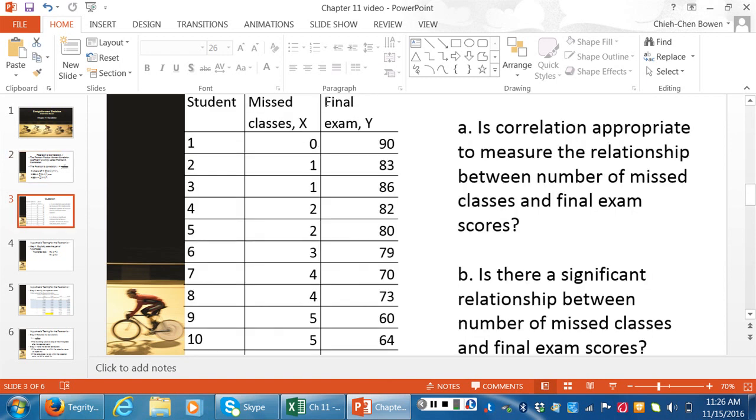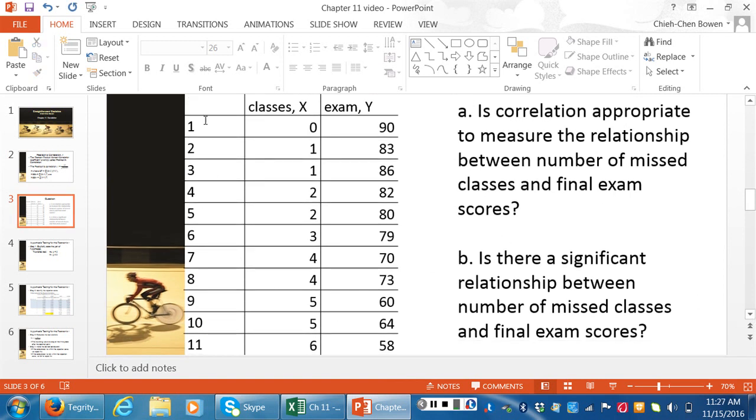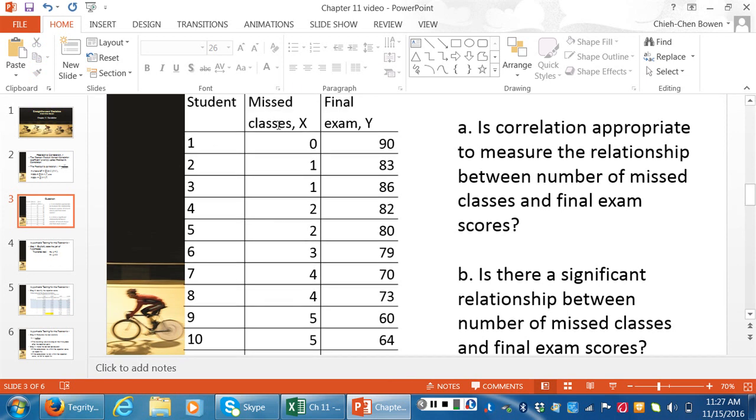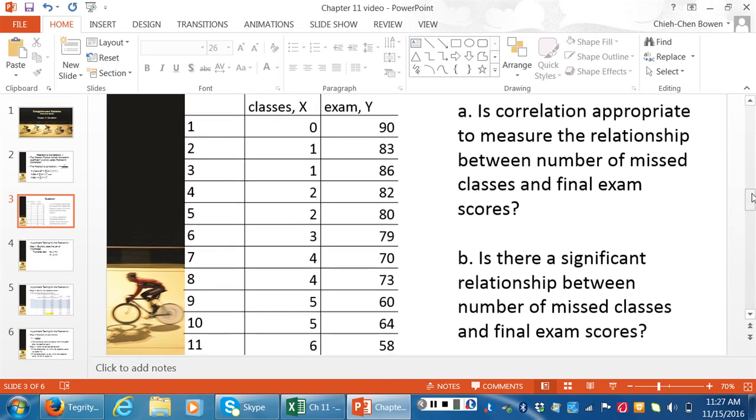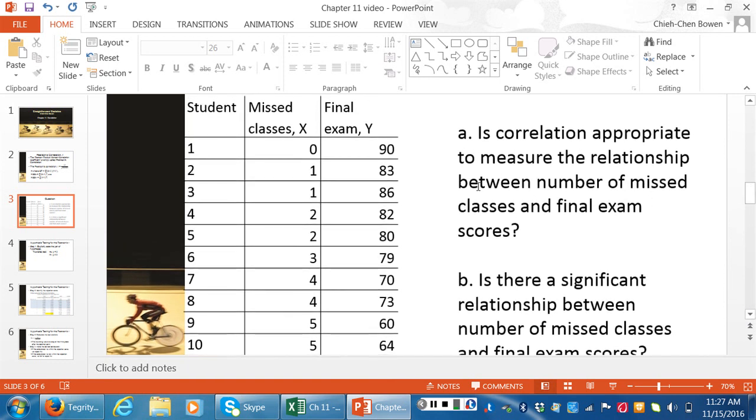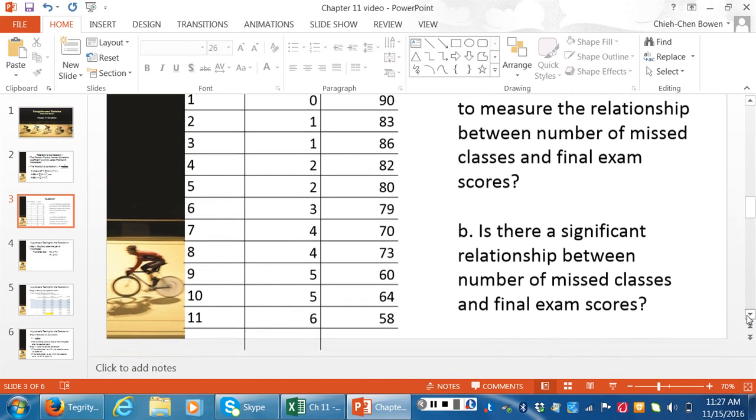So here's the problem. We have 11 students here from 1 to 11, and we have the information on how many classes they have missed throughout the semester and what's their final exam score. And in this particular question, we need to answer two parts. One is, is correlation appropriate to measure the relationship between the number of missed classes and final exam scores? And B, is there a significant relationship between number of missed classes and final exam score?